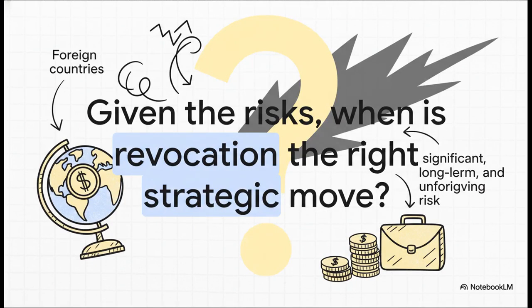And this really is the final question, isn't it? After all this, why would anyone ever take this risk? Well, sometimes revoking is actually necessary for tax optimization. Think about expats in super high-tax foreign countries. Sometimes it makes sense to forego the exclusion just to claim foreign tax credits, which might actually result in a lower U.S. tax bill. But you must always weigh that potential short-term gain against this significant, long-term, and very unforgiving risk.